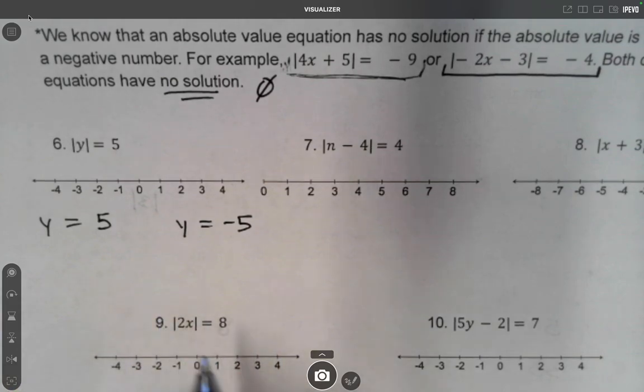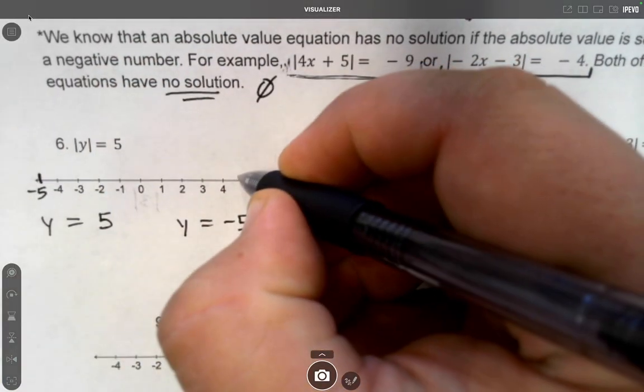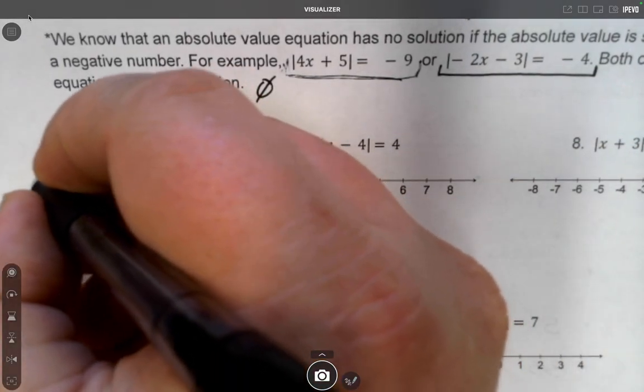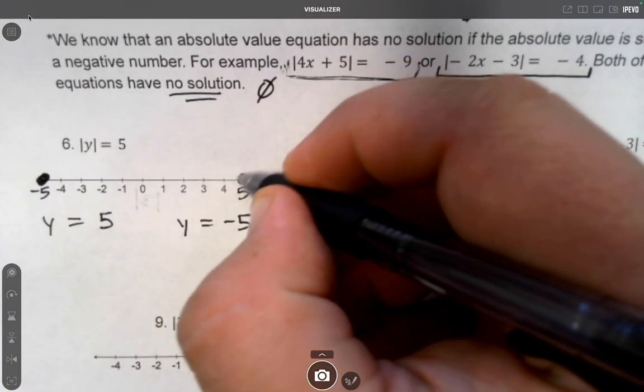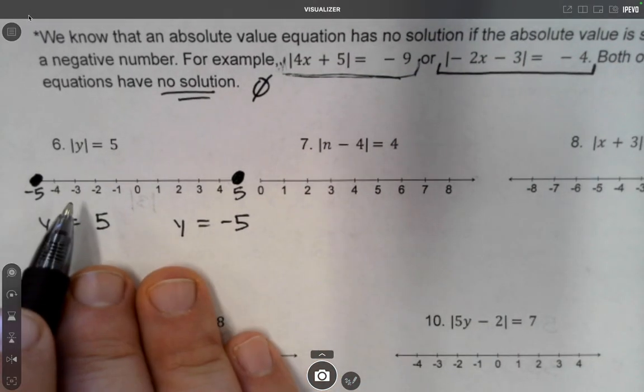So then we have to mark it at negative 5 and positive 5. And then we do a closed dot on negative 5 and positive 5. Because we know positive 5 is an answer, and negative 5 is also an answer.